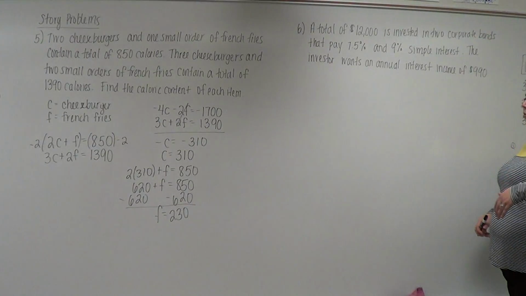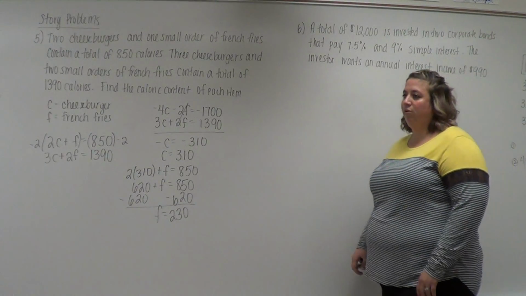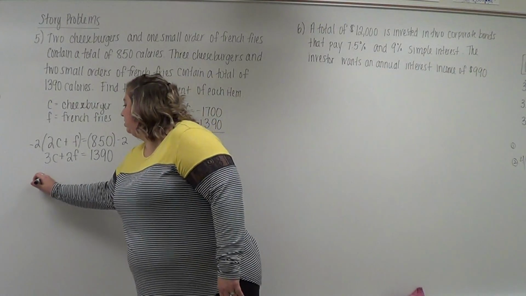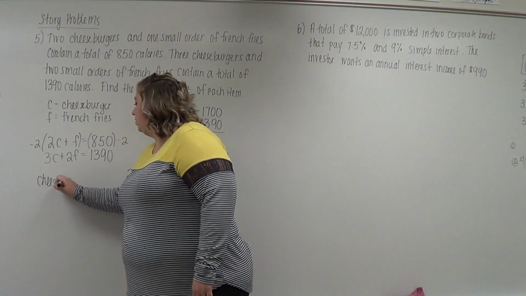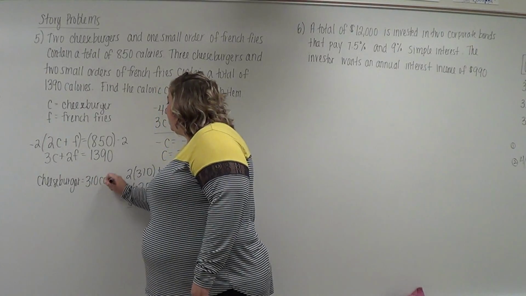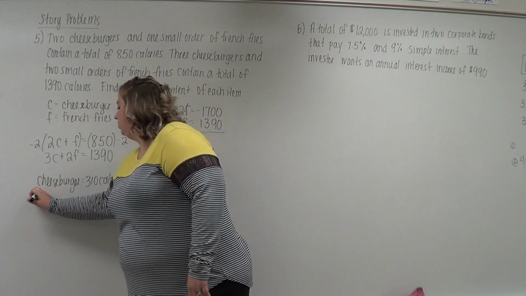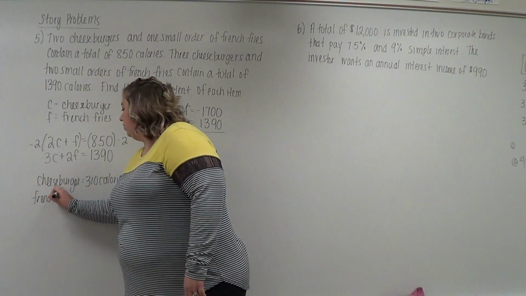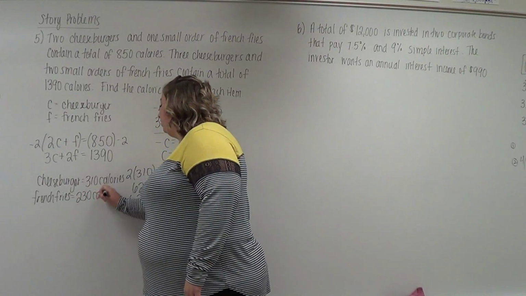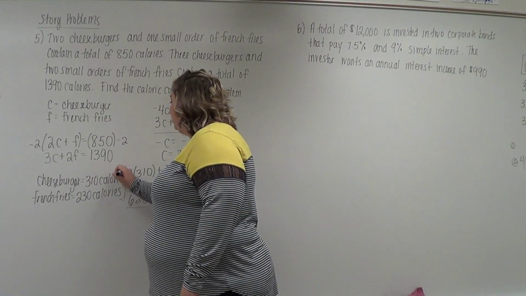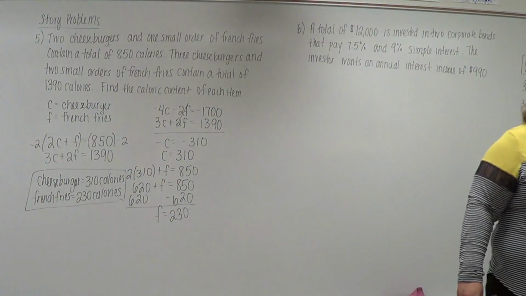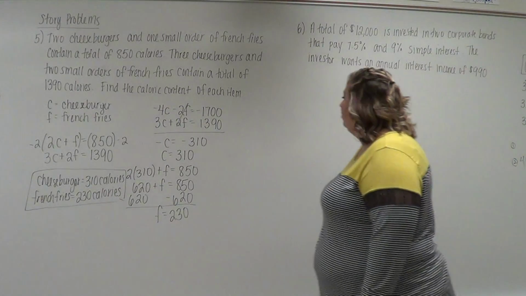Okay, story problems require labels. There are no points otherwise. We need to say what's going on. So what does C equals 310 mean? How many calories are in the cheeseburger? So the cheeseburger has 310 calories. What about French fries? It's got 230, for an order of small French fries, not one single french fry. So no points on the story problems unless you answer the question.